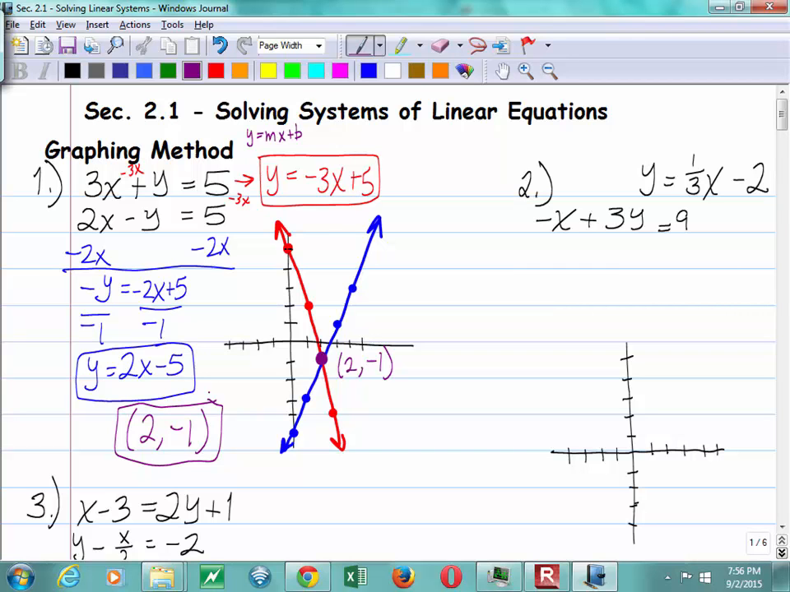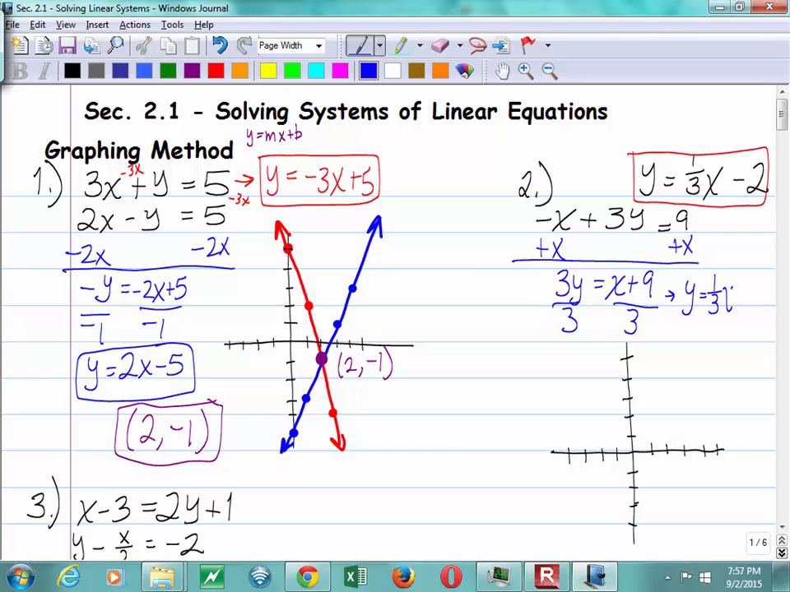And then number 2, the first equation is already in slope-intercept form, so I don't need to do anything to that one. And then the second equation, I need to get y by itself, so I'm going to add x to both sides. So that would give me 3y equals x plus 9. And then I just need to divide everything by 3. So that would make it y equals 1/3 x plus 3.